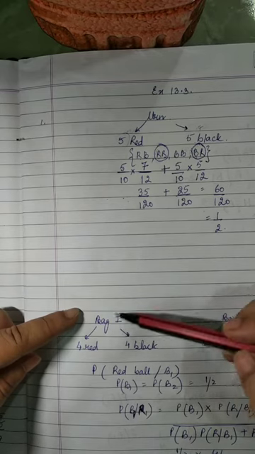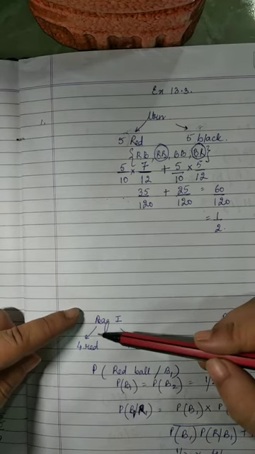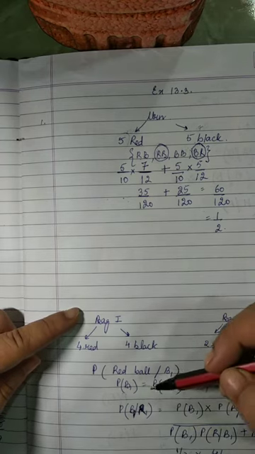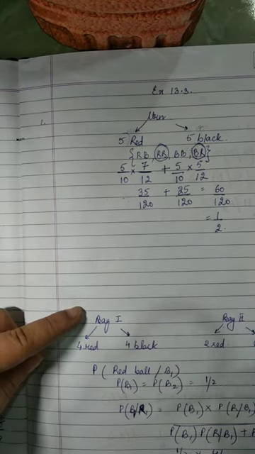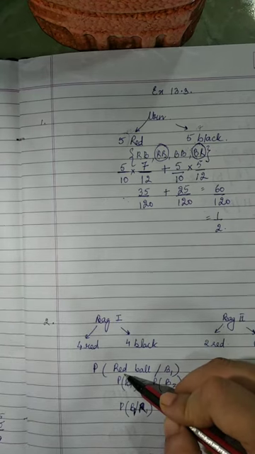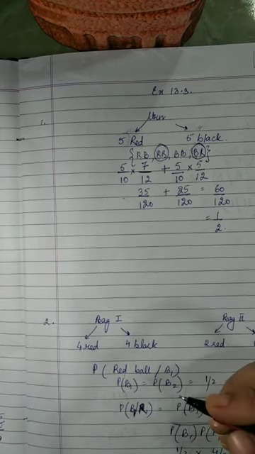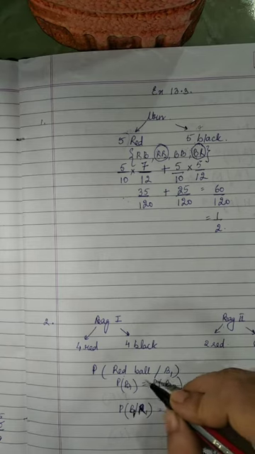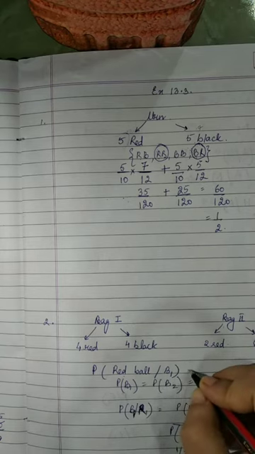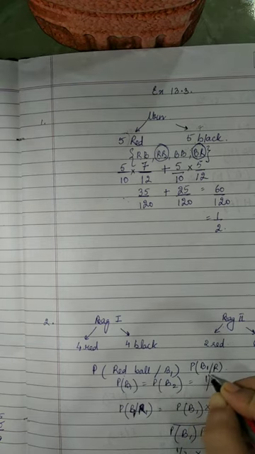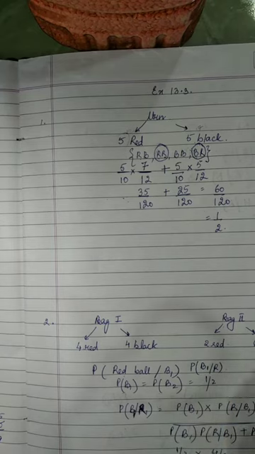So in this case, we have bag 1 and bag 2. Bag 1 has 4 red, 4 black, and this has 2 red and 6 black balls. So I put the event as E1. We have to find the probability that the ball is drawn from the first bag, given that the ball is red in color. That is, we have to find out P(B1|R).